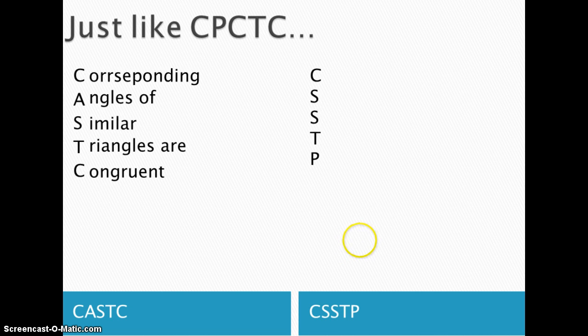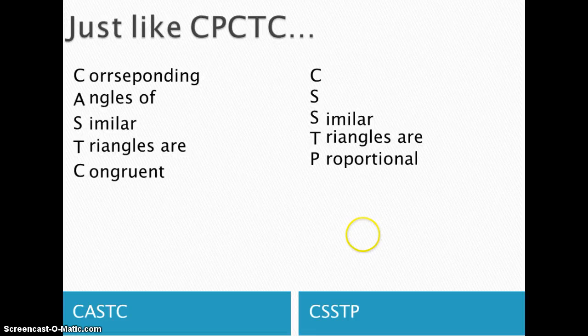Now on the other side we have CSSTP, which involves not angles but sides. The second S stands for similar, and then triangles again. But instead of the sides being congruent, they're proportional. The ratios of the corresponding sides are the same. So CSSTP, and just like CASTC, if you want to know the shortcut, great. If you want to just say if triangles are similar, then corresponding sides are proportional, that works too.